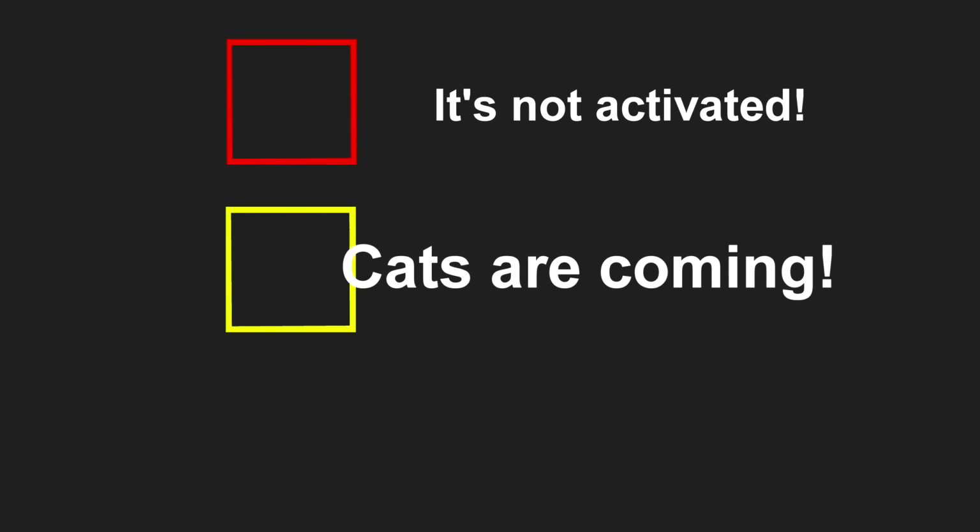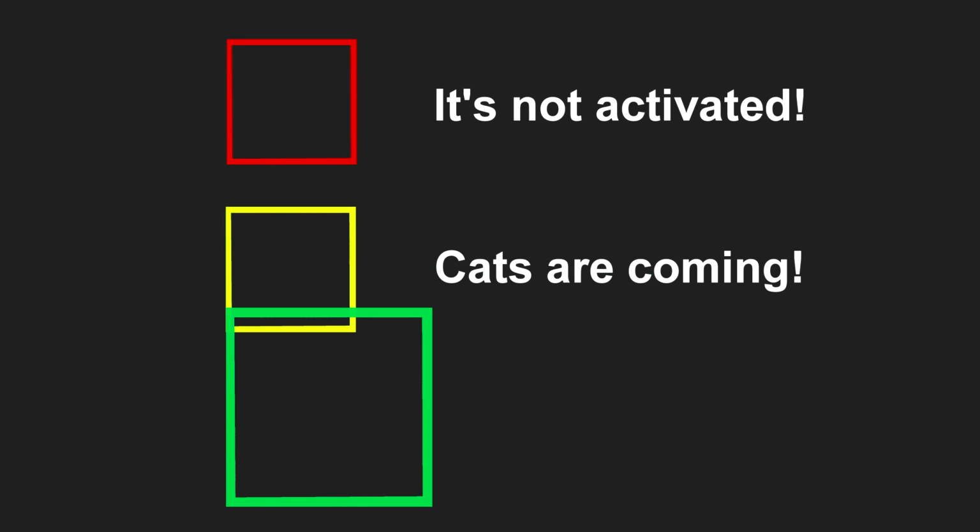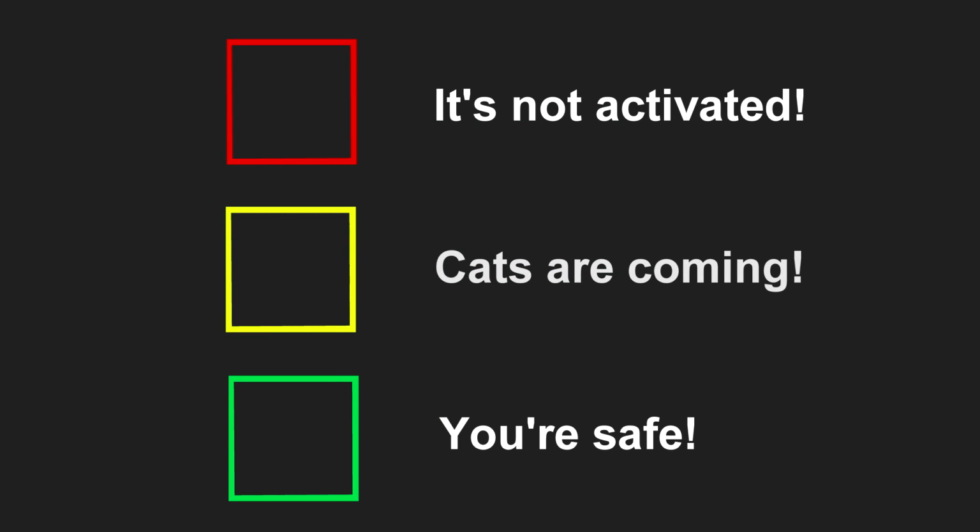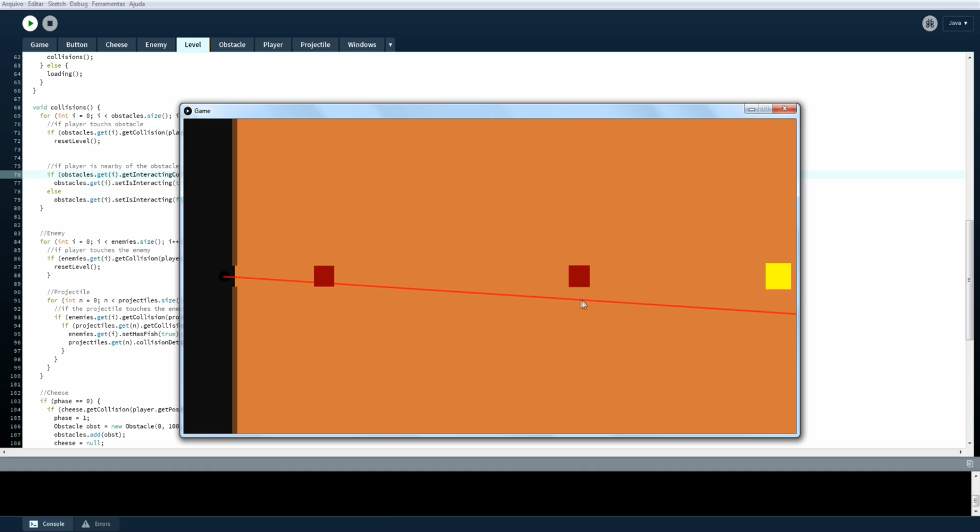And the obstacles will have 3 stages. The red color means it's not activated. The yellow color means the cats are coming. And the green means safety and it's moving from your path. If you are close to an obstacle, you will see the little bar. And after the obstacle is activated, a cat will show up and try to catch you. And you can throw fishes, they will catch it. And they will go away.